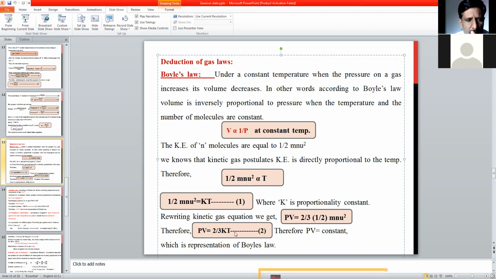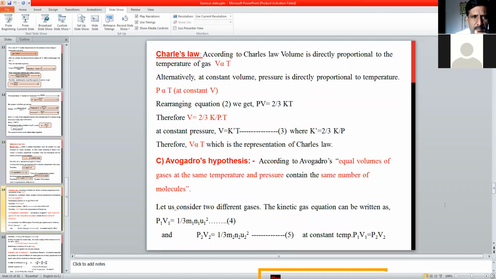Therefore, PV is equal to a constant, since 2 upon 3 KT is constant, in equation number 2. This is called the representation of Boyle's law. This is how Boyle's law is applied to the kinetic gas equation.